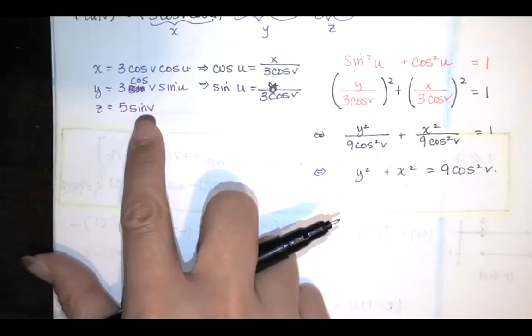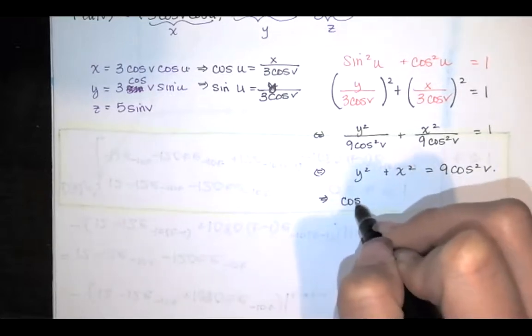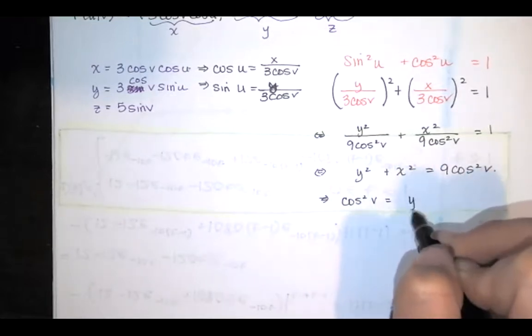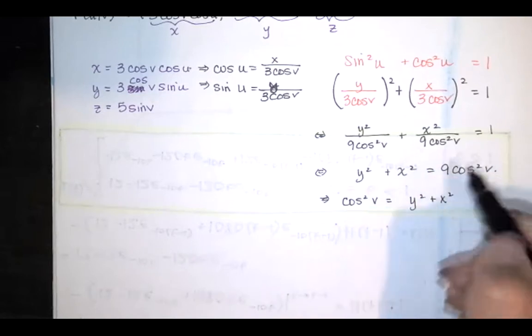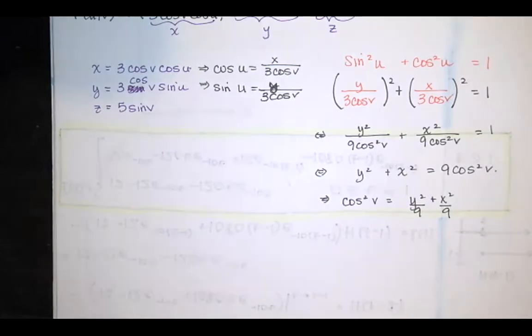Well, there's a sine of v there and a cosine squared v there. So we can solve for sine of v, then square it, then we'll have sine squared of v, and then we'll be able to solve this for cosine squared v, and we know that sine squared of v plus cosine squared of v should equal 1. So let's take this one and first solve for cosine squared v. Cosine squared v is y squared plus x squared divided by 9. If you want, you could divide each of those terms by 9.